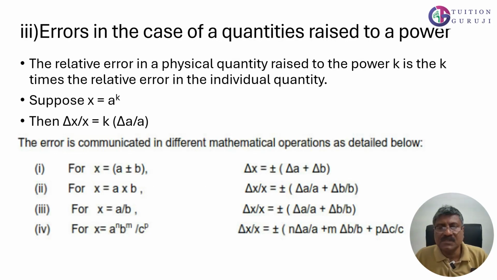Errors in the case of quantities raised to power. The relative error in a physical quantity raised to the power of k is k times the relative error in the individual quantity. Suppose x is equal to a raised to k, then delta x by x is equal to k times delta a by a.